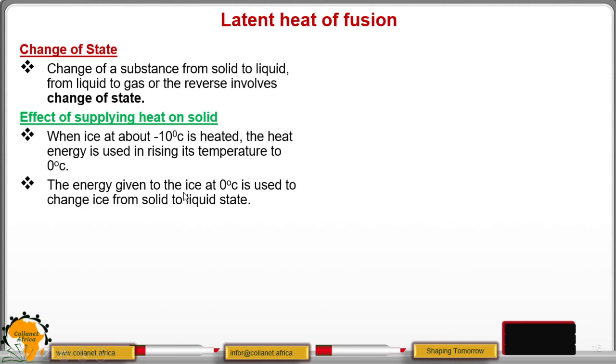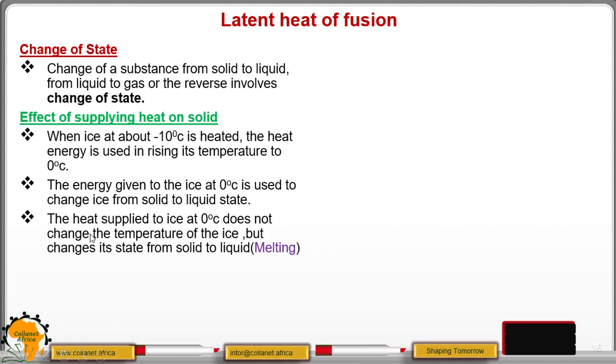The energy given to the ice at 0 degrees Celsius is used to change ice from solid to liquid, which implies that at this point, there will be no change in temperature. That is, the heat supplied to ice at 0 degrees does not change the temperature of the ice, but changes its state from solid to liquid. And that process, we call melting.